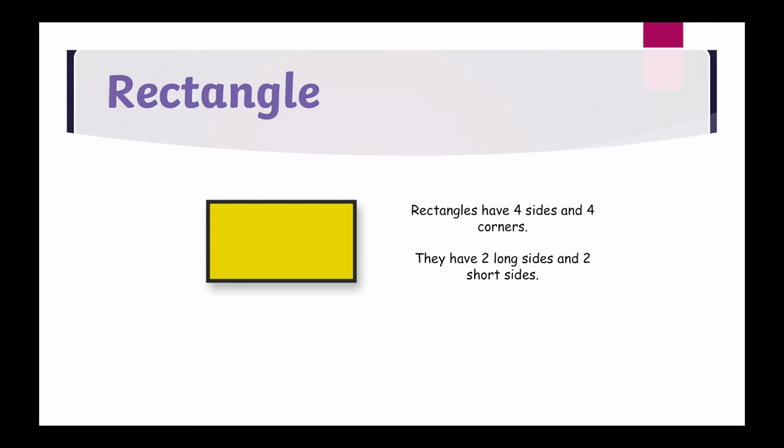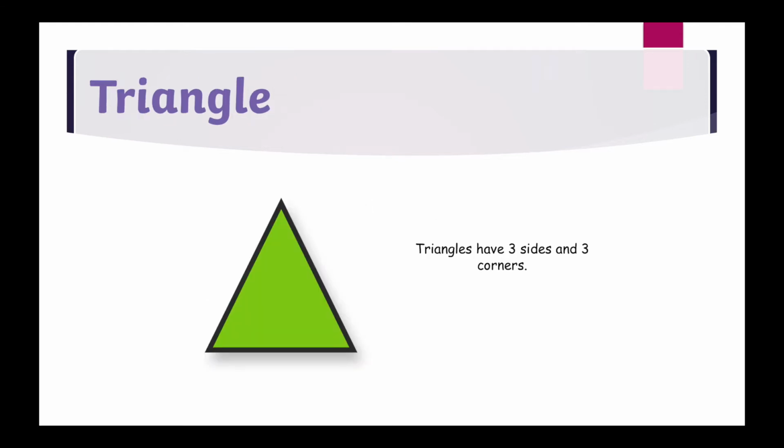the same length. They have 2 long sides, which are the same length, and 2 short sides, which are the same length. Next, we have a triangle. Triangles have 3 sides and 3 corners. The sides on the triangle don't have to all be the same length.